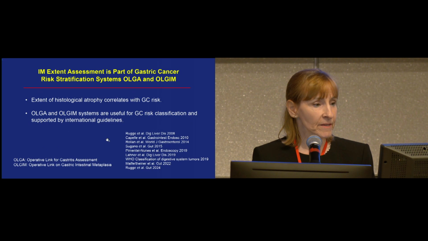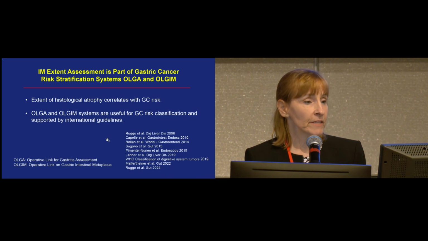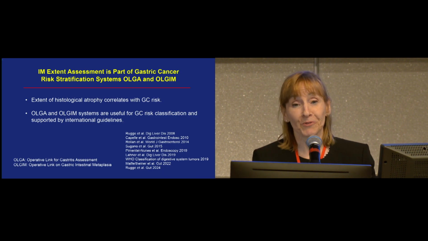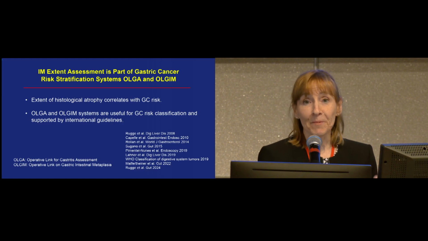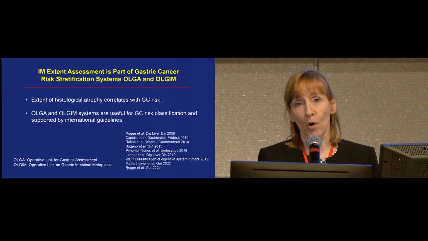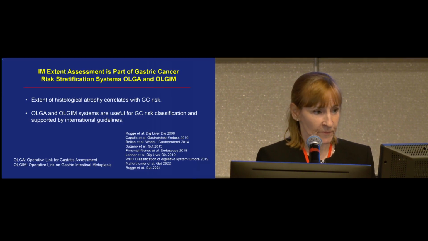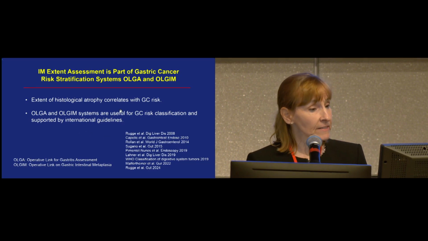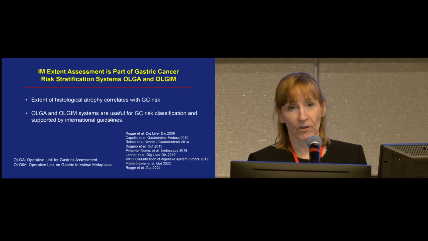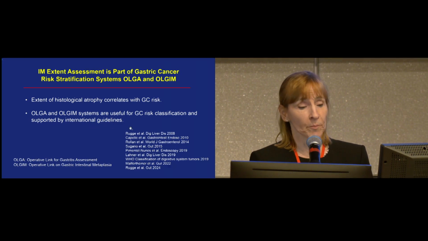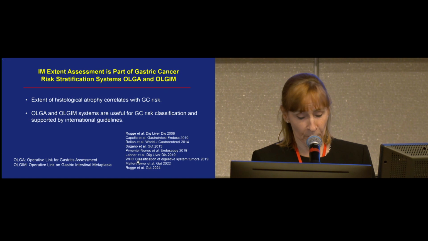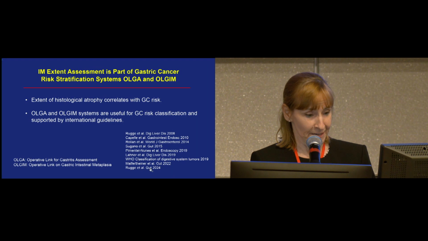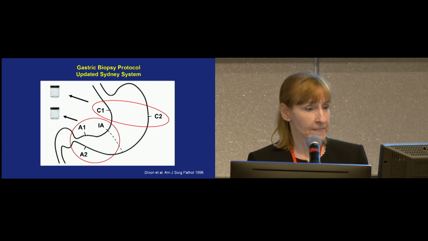About the systems, OLGA and OLGIM, I just want to emphasize that the intestinal metaplasia extent is part of both systems. It is known that the extent of atrophy correlates with gastric cancer risk, and these systems are useful for the classification of the risk, and this is supported by a big number of studies. I think I'm missing the last ones here. But many guidelines support the systems.